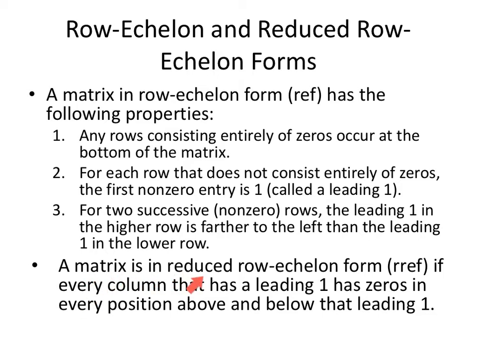A matrix is in reduced row-echelon form, RREF, if every column that has a leading 1 has zeros in every position both above and below that leading 1. So the coefficient matrix will only have 1s on your diagonal and zeros elsewhere if it's reduced row-echelon form. Whereas a matrix in row-echelon form will have 1s on the diagonal and zeros below, but other numbers possibly above the diagonal. So that's the difference between the two.